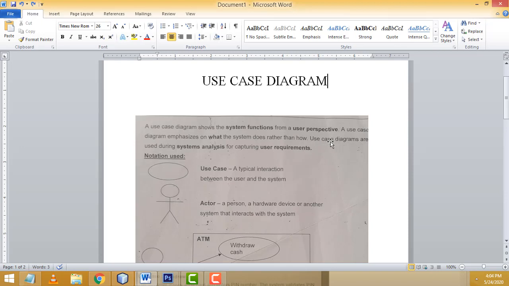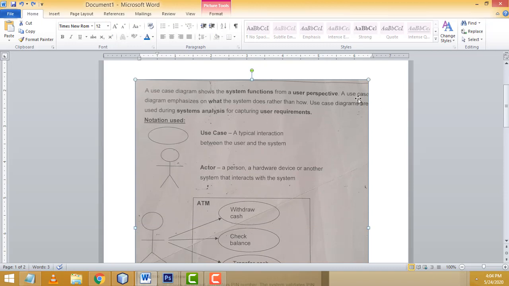You have to highlight these two lines, very important stuff. A use case diagram emphasizes what the system does rather than how. Use case diagrams are used during the system analysis for capturing user requirements, right? These are two very important points.